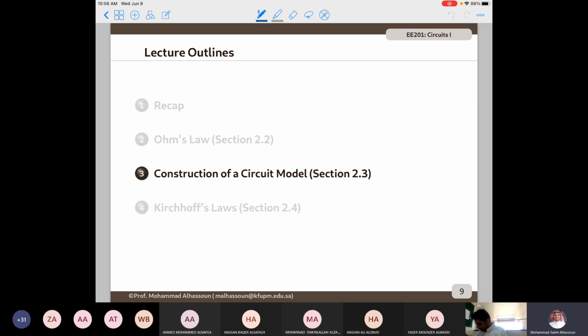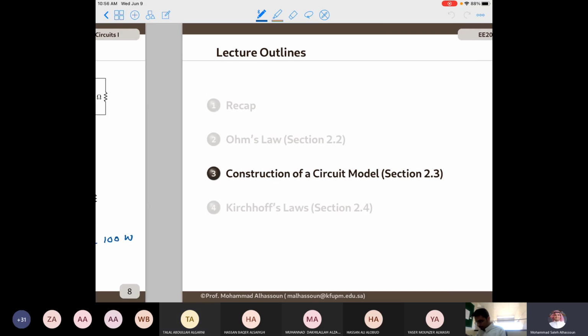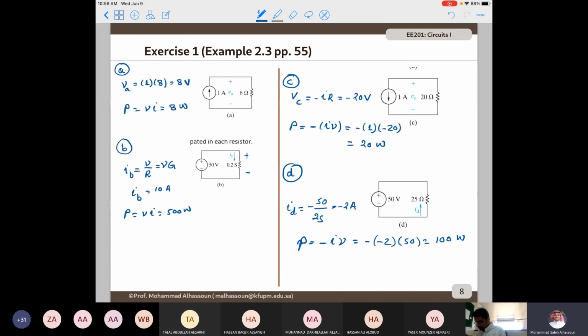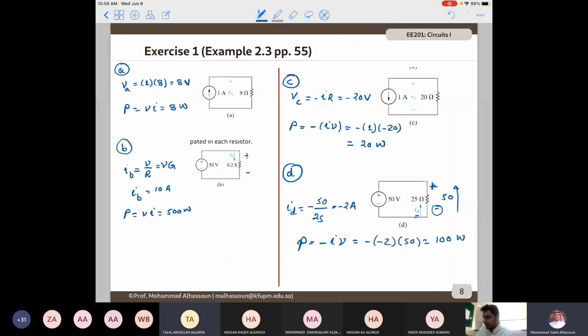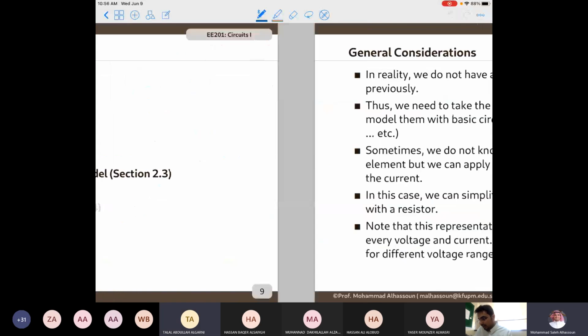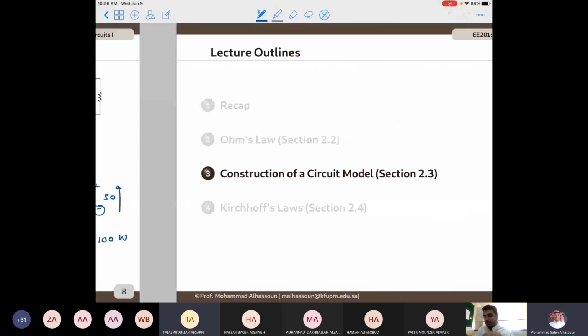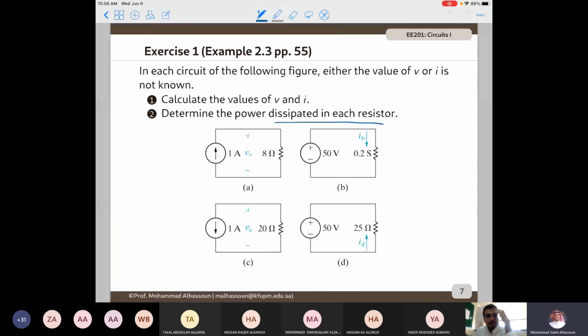Yes, Talal. Yes, sorry, Doctor. The fourth example. Why is the current negative? Because it's coming from the negative to the positive side. The voltage source is in parallel with the resistance, so the current is flowing in the negative side here, to the positive side. Oh, okay. Thank you.